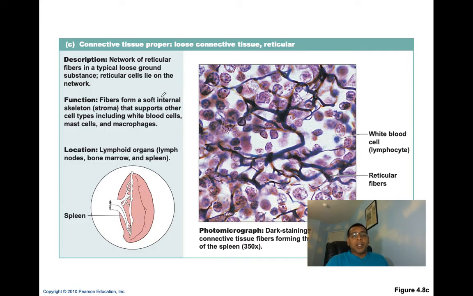So when you talk function of this tissue, it basically comes down to the fibers. The fibers form an internal skeleton, a stroma. And that internal skeleton supports other cell types, including, more importantly, white blood cells, macrophages, and mast cells.